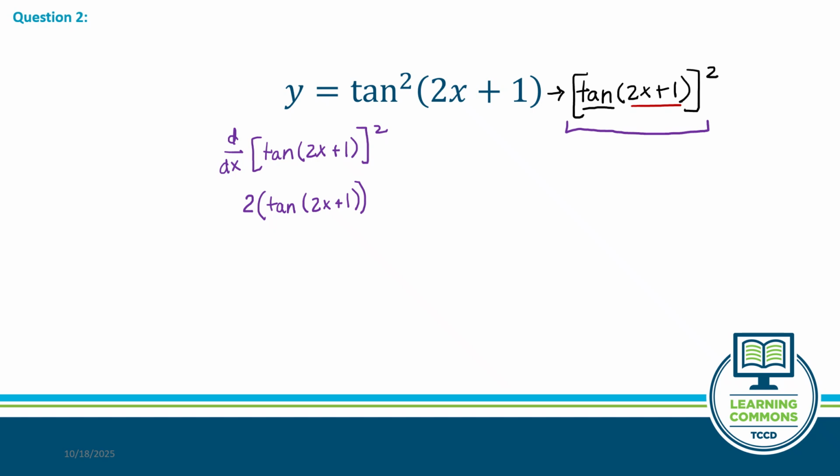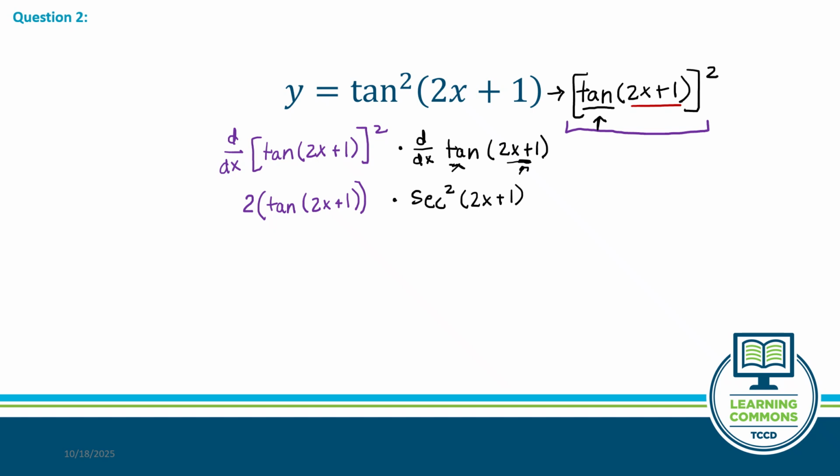So now I'm looking at this tangent. So times, again, I'm not worried about this piece right now. I'm simply looking at tangent. So what's the derivative of tangent? Secant squared x is the parent function. But because I have something in here, it's just going to be this written again. So it'll be secant squared of 2x plus 1. That's it.